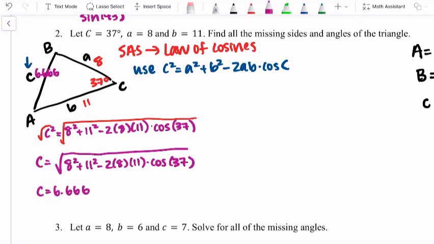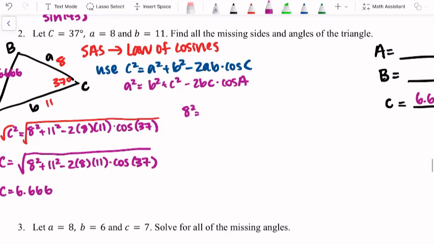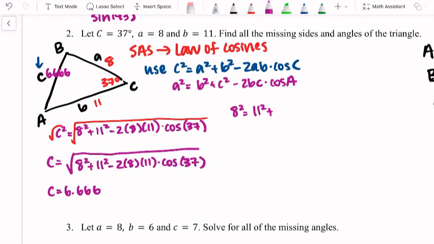So I'm going to have A squared. All right. A squared equals B squared plus C squared minus 2BC times cosine A. Okay, so A squared is 8. So I'm going to have 8 squared equals B squared is 11. So 11 squared. Okay, and then this is where we run into an issue. Okay, so C is going to be one of the sides that we already found, right? And we calculated that out.